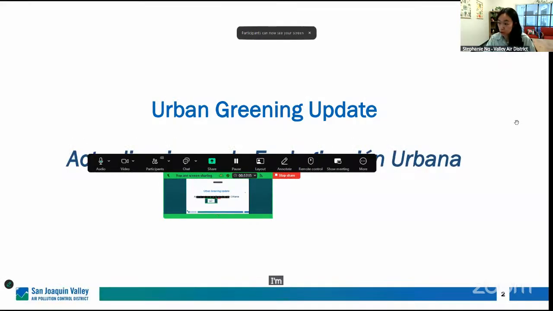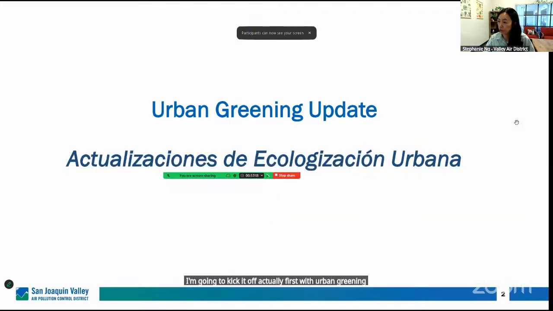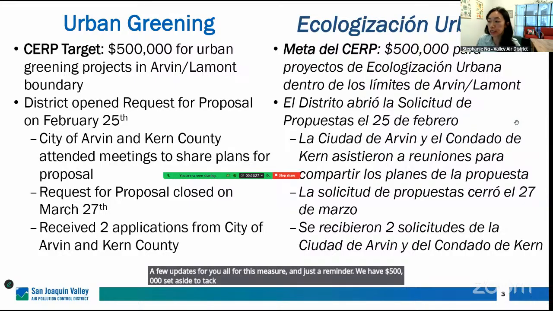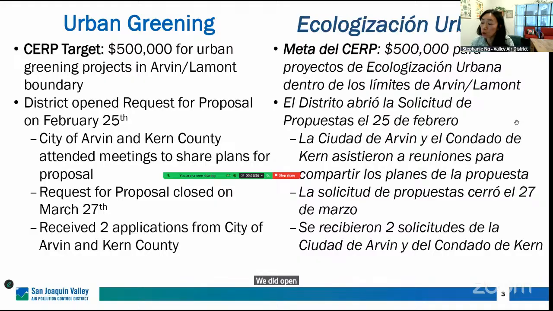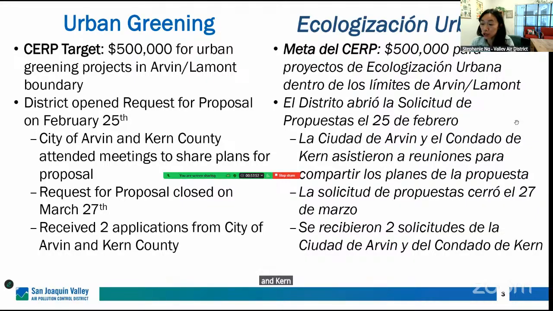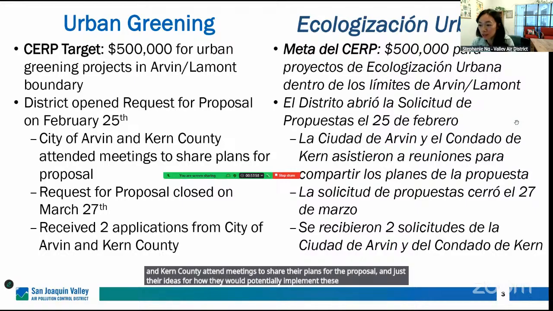I'm going to kick it off first with urban greening. A few updates for you all for this measure, and just a reminder, we have $500,000 set aside to tackle urban greening projects in the Arvin Lamont boundary. A reminder of where we are right now: we opened the request for proposal, or RFP, at the end of February, and we had it open for about 30 days. You all will recall that in the last couple of meetings, we had both the city of Arvin and Kern County attend meetings to share their plans for the proposal and their ideas for how they would potentially implement these projects in the community.